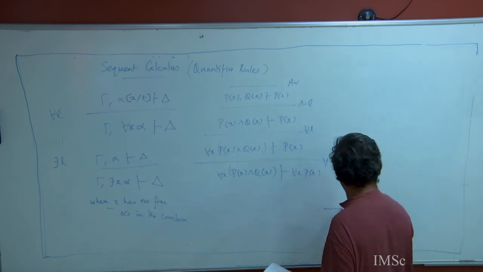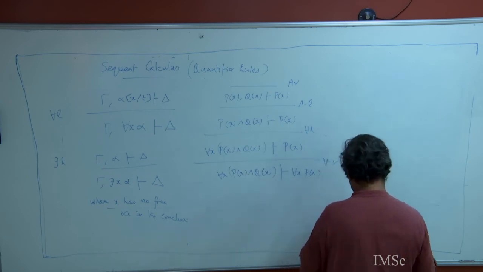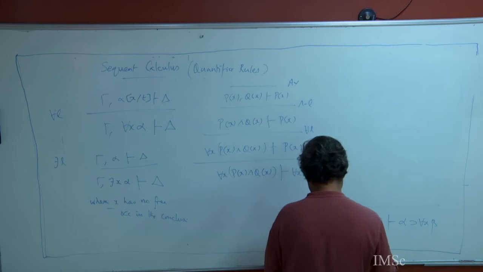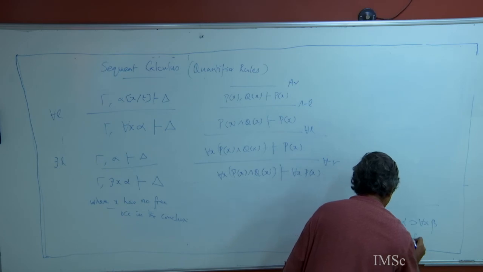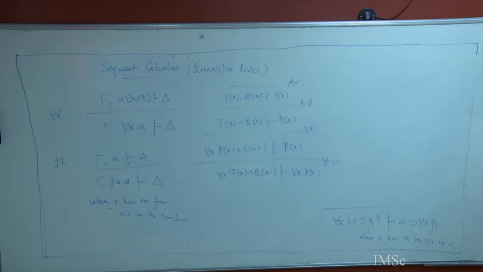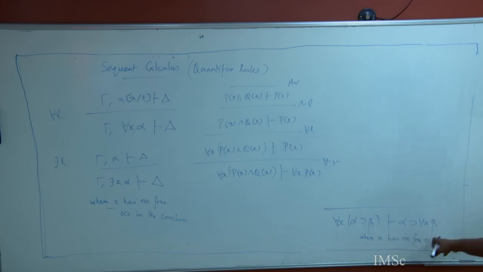Okay, so suppose I want to derive for all x (alpha implies beta), from that alpha implies for all x beta, where x does not occur free in alpha. The validity of this you have seen before. I think this was one of the first problems that I had given. So we know there should be a proof of this.